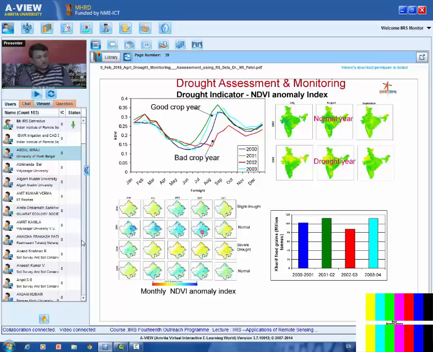But in 2001, there was no drought. In 2003, there was not much drought. But in 2000, you can see initial drought was there in July. And this very much corroborates with the crop production. In 2002, there was a drastic reduction in the crop production.